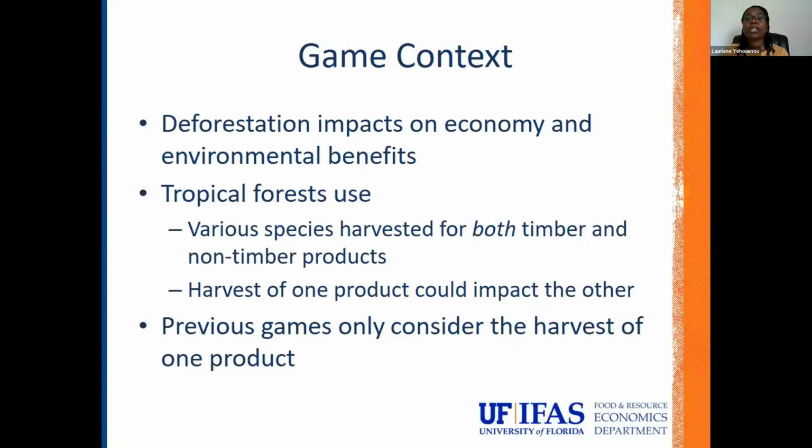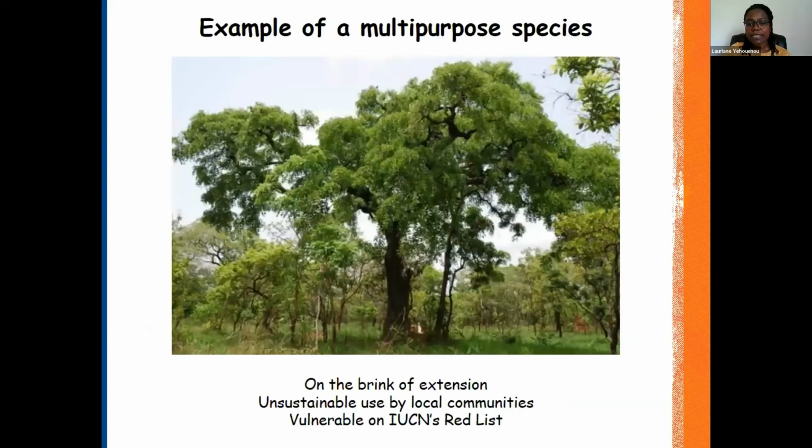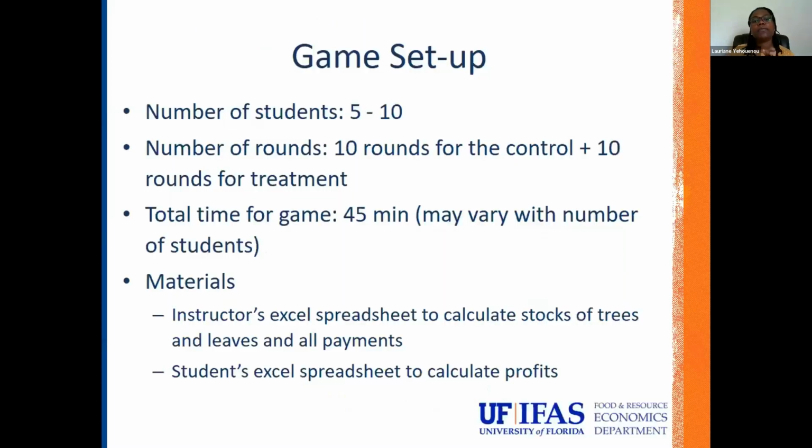An example of a multi-purpose species is Sapzelia africana, which is currently on the brink of extinction. It's classified as vulnerable on the IUCN Red List and was part of my research for my dissertation. The game setup is around a group of 5 to 10 students as players, and they would play 10 rounds of the control and 10 rounds of the treatment. The game can last from 30 to 45 minutes, depending on the size of the group.